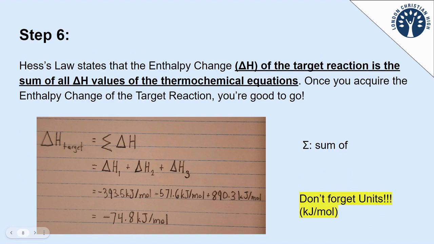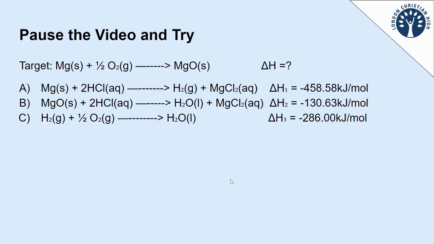Once all of these steps are complete, all you have to do is find the enthalpy change of the target reaction. Enthalpy change for the target reaction is the sum of all enthalpy change, delta H values of the thermochemical equations. Here's the formula. Please pause this video and give this question a try.